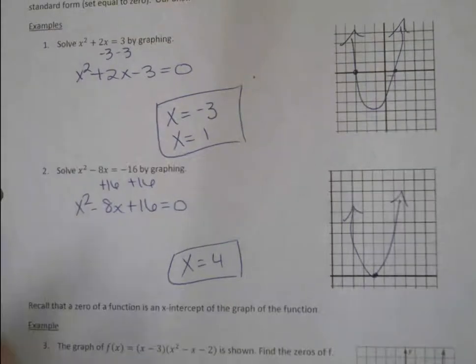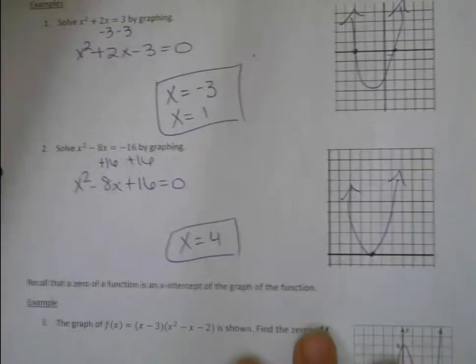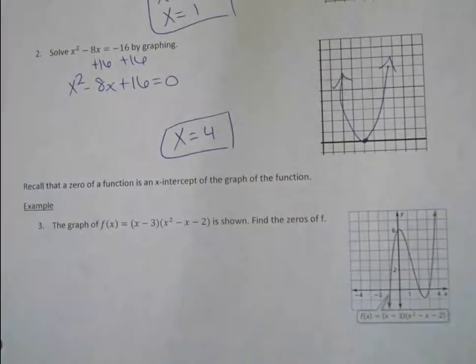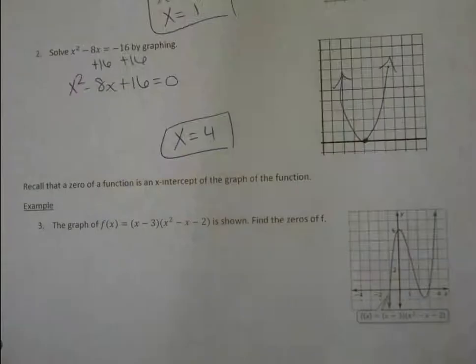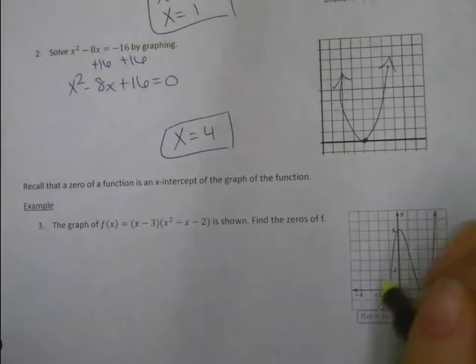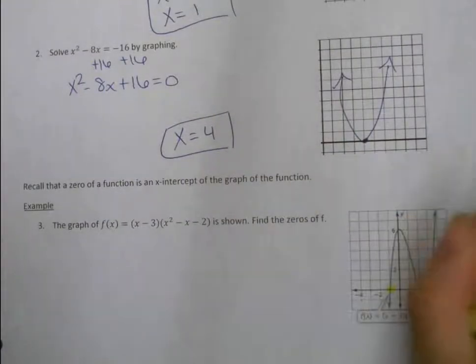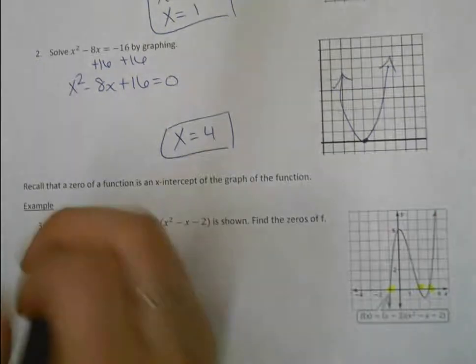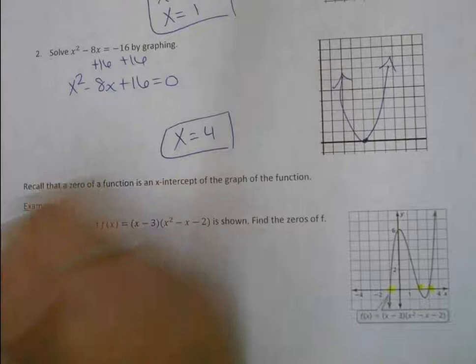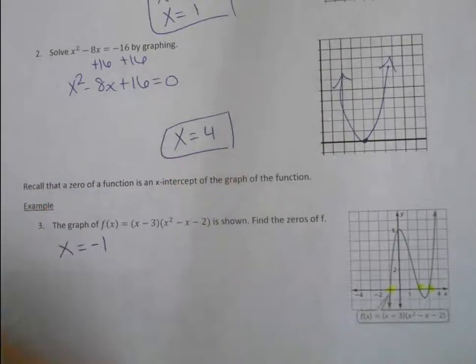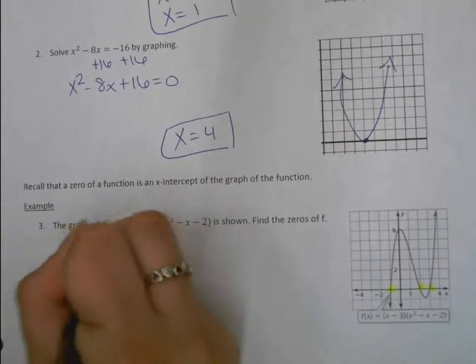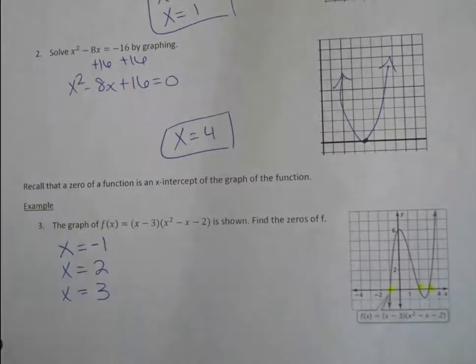Okay. Moving on to number 3. This one gives me the graph and it wants me to find the zeros of f. So what I'm looking for is where it's crossing the x-axis. So right here, and right here. So what are the x values there? -1, 2, and 3. Questions?